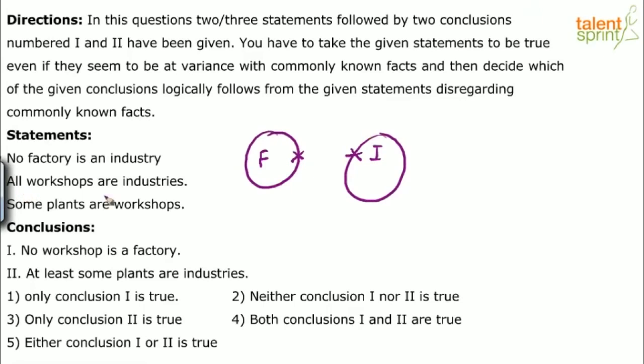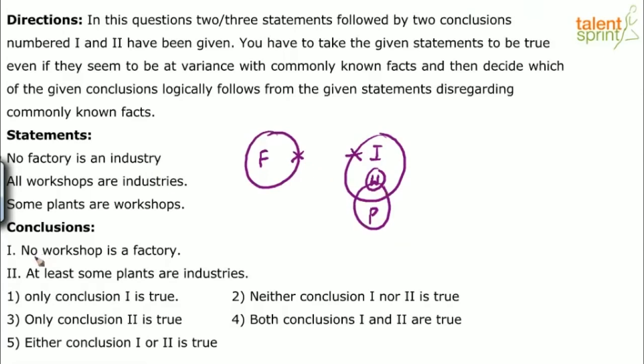The next statement says all workshops are industries. So the basic way of representing this is as follows. All workshops will go inside industries. And the last statement says some plants are workshops. So we have to overlap plants with workshops. So that's the basic diagram, right? No factory is industry, all workshops are industries, and some plants are workshops.